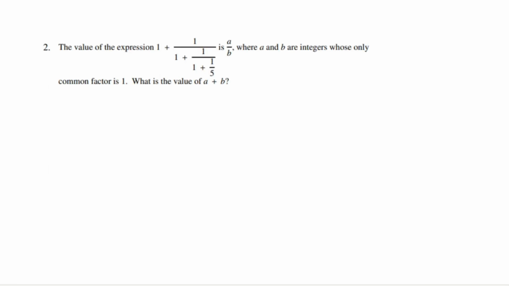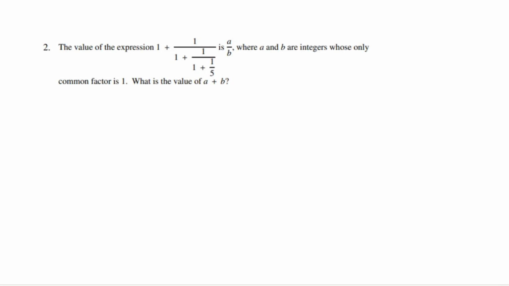Alright, so here we're looking at a question from the 2015 Kangaroo Math paper. This is question number 2, and let's get to it. It says the value of the expression 1 plus 1 over 1 plus 1 over 1 plus 1 over 5 is a over b, where a and b are integers whose only common factor is 1. What is the value of a plus b?